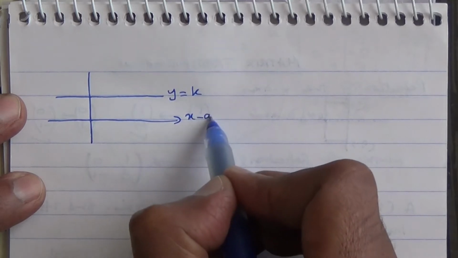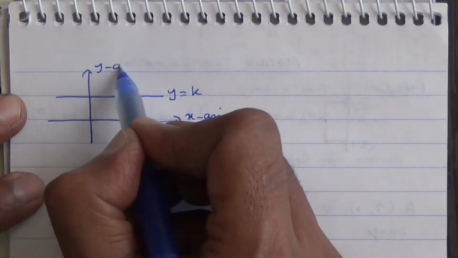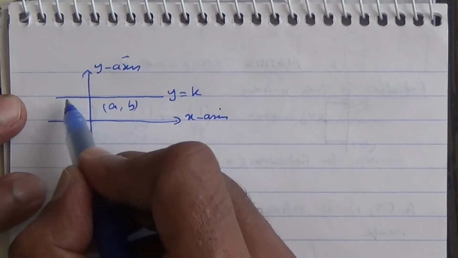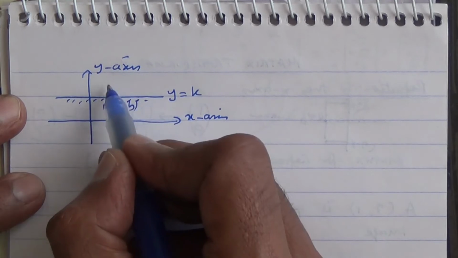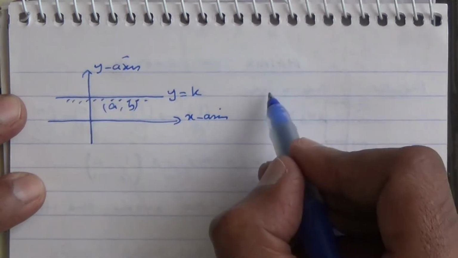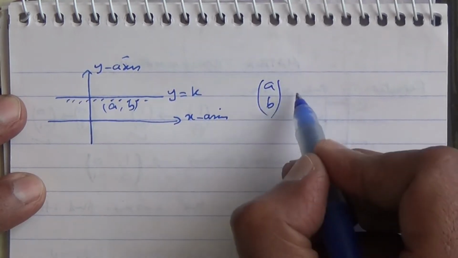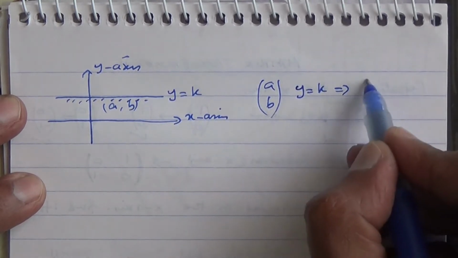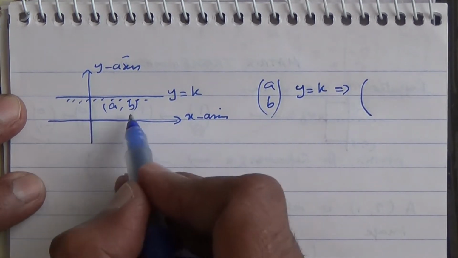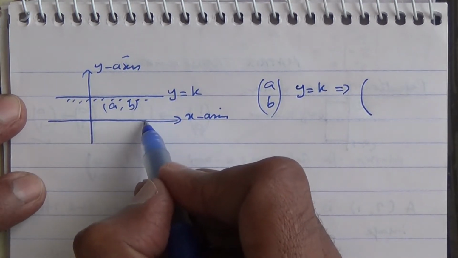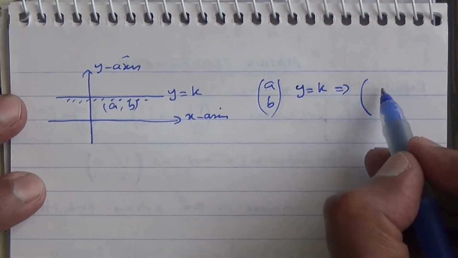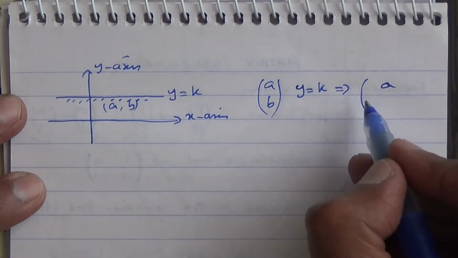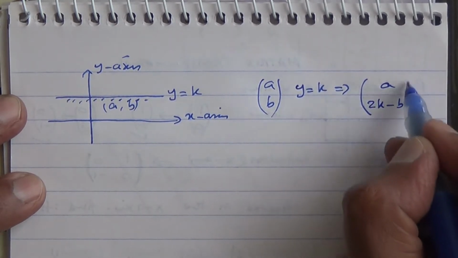So this is your x-axis, and that's your y-axis. Now you've got the point A, B, and that point is reflected in this mirror line and goes to the other side. So AB reflected in the line y equals k is going to become, as you can see, the x coordinate will remain the same at any point. So we're going to have a, opposite the line x equals h, and this is 2k minus b. There we go.